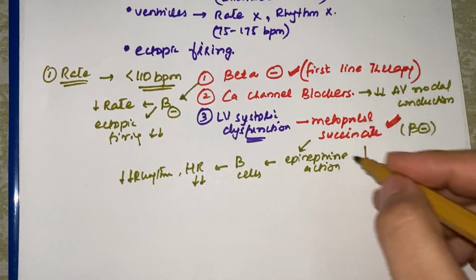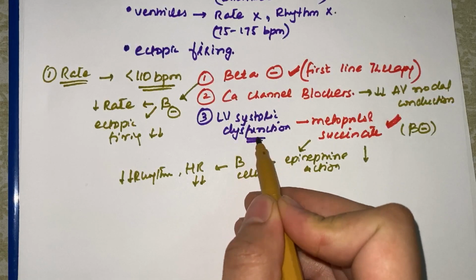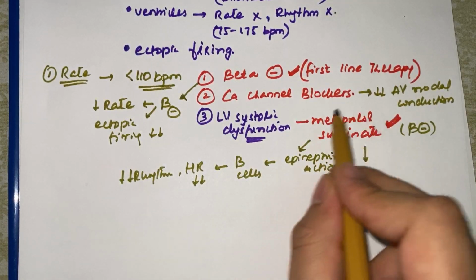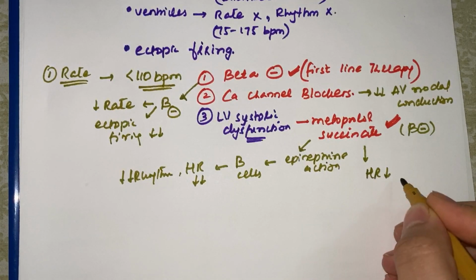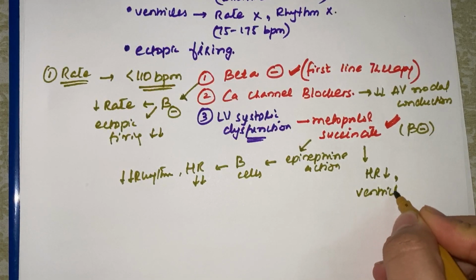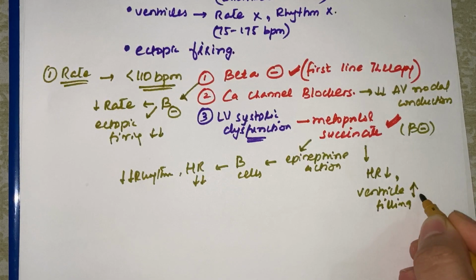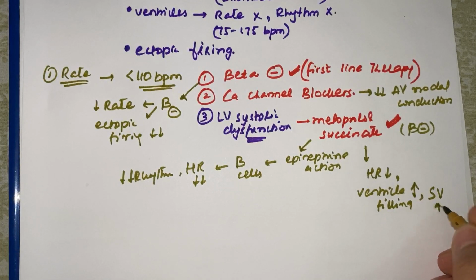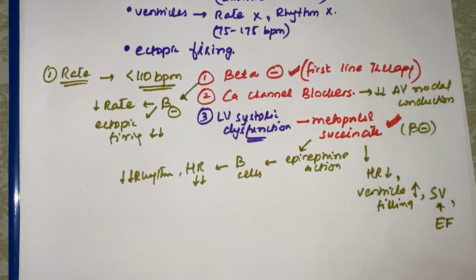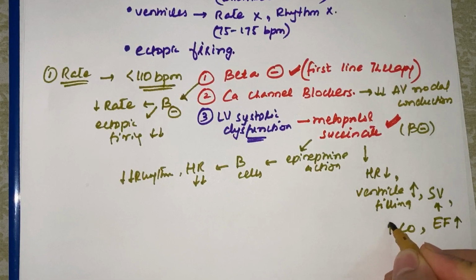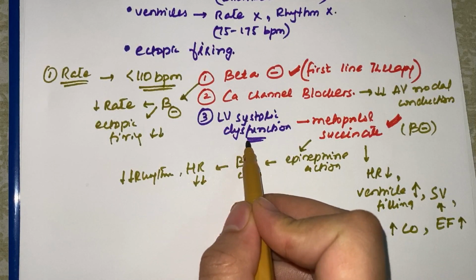Second important role of this metoprolol succinate is that it improves left ventricle systolic dysfunction, in which the main problem is that systolic function is reduced, leading to reduced ejection fraction. Since it reduces the heart rate, the ventricles get increased time for filling. So ventricle filling is increased, leading to increased blood coming to the ventricles, and as a result an increased amount of blood is ejected from the ventricle with each contraction, that is the stroke volume is increased. Resultantly the ejection fraction, the fraction of blood ejected from each ventricle with each contraction, is increased, and cardiac output is increased, and all this solves the problem of left ventricle systolic dysfunction.